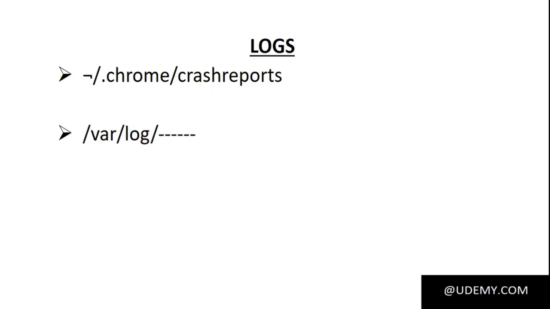For desktop app-specific issues, log files are written to different locations. For example, Chrome writes crash reports to ~/.chrome/crash-reports, where a desktop application writes logs depends on the developer and if the app allows for custom log configuration. Files are stored in plain text and can be found in the /var/log directory and subdirectory.